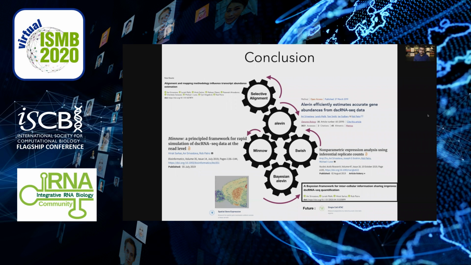With this, I would like to conclude the presentation by mentioning some of the important points we discussed. In this presentation, we proposed a generic framework to share information across cells, and we showed an example of how we can share information within one experiment in RNA space. But the framework is generic.